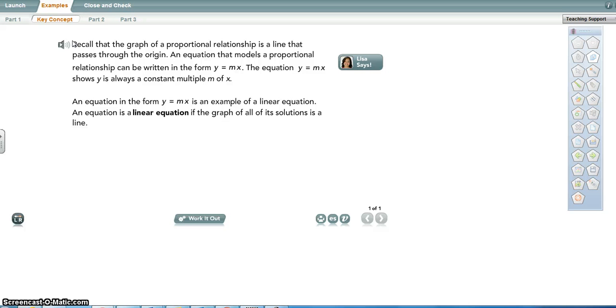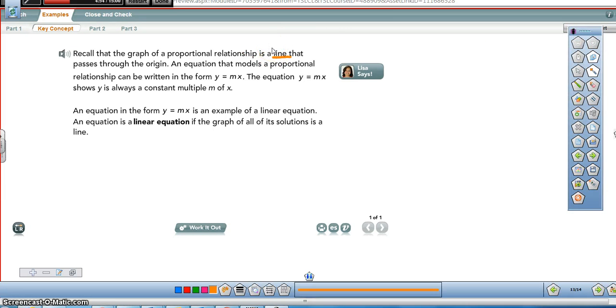Recall that the graph of a proportional relationship is a line that passes through the origin. We talked about that in our last lesson. We need a straight line and we need it to go through the origin. An equation that models a proportional relationship can always be written in the form y equals mx, or y equals m times x. This equation shows that y is always a constant multiple of x. M is standing for a constant multiple.